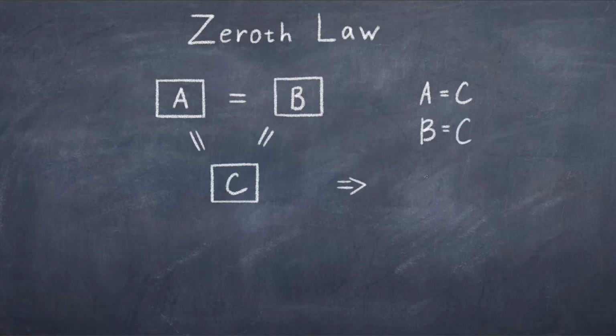This law is rather trivial from a mathematical perspective, as we can write A equal to C and B equal to C, thus A is equal to B. But nevertheless, this is an essential concept, and it's called the Zeroth Law.